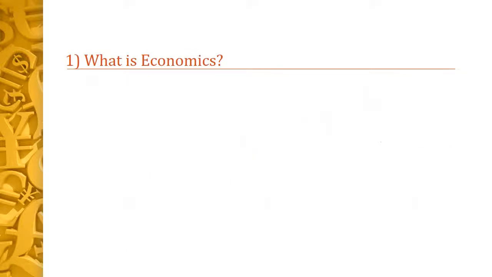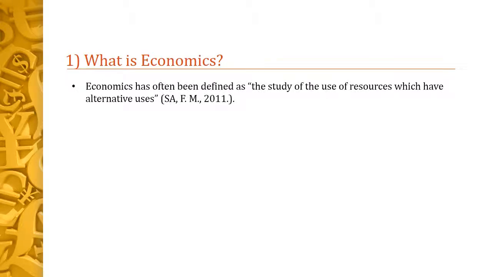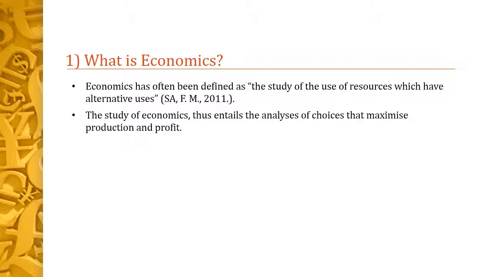Let's start by explaining what the study of economics entails. Economics has been classically defined as the study of the use of scarce resources which have alternative uses. This basically means that since businesses need resources for the production of certain goods, and because these resources are finite, for example time and money, then what economists do is analyze the choices that a particular organization ought to make in order to maximize the production line and thus profits.